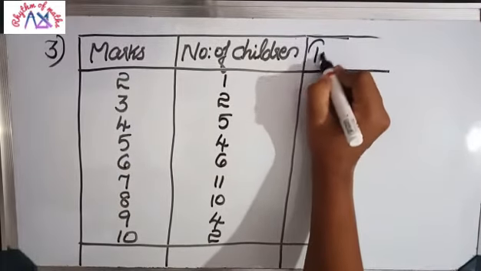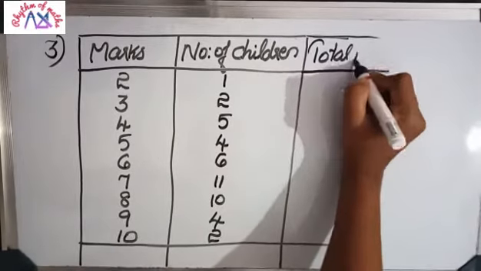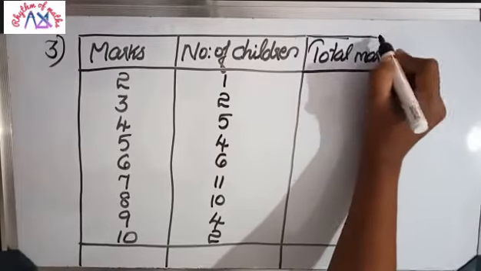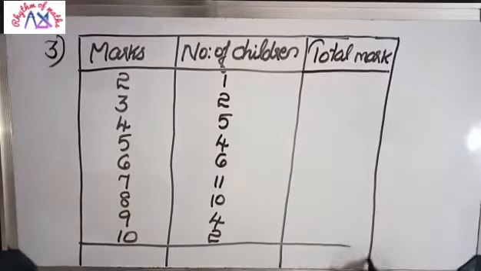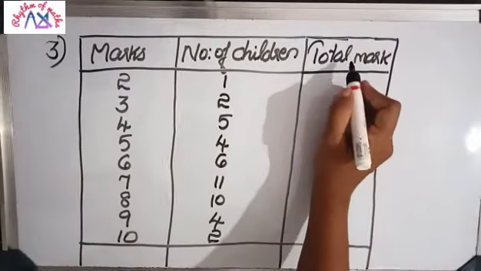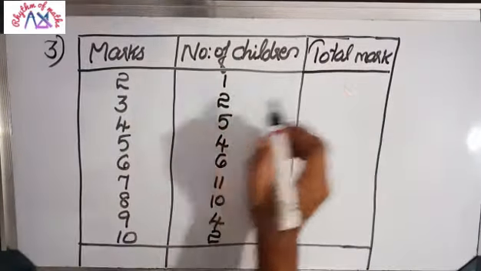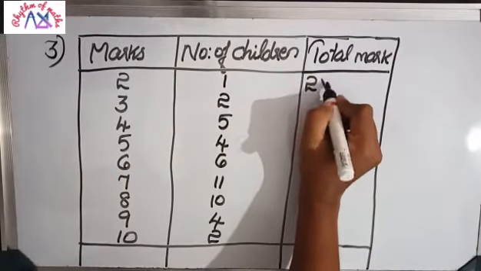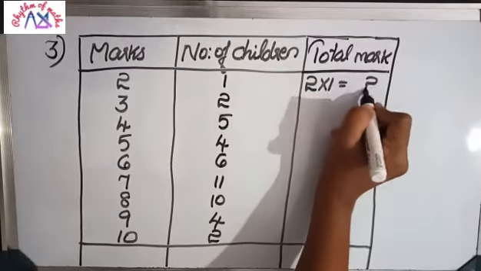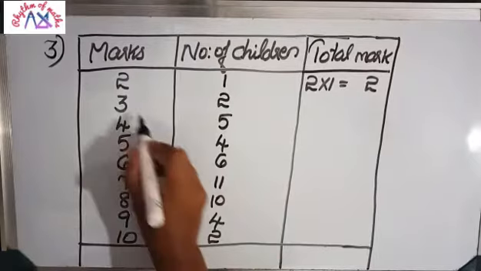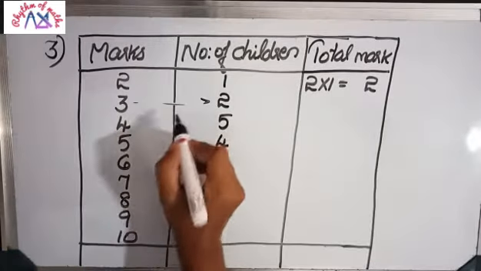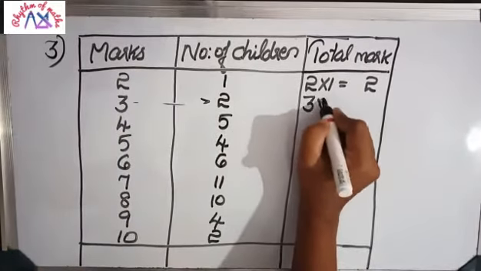In that column, you have to write total mark. Total mark means 2 marks scored by only one student. That means 2 into 1 equals 2. Like this we have to write. Next is 3 into 2. This number into this number. That is 3 into 2.